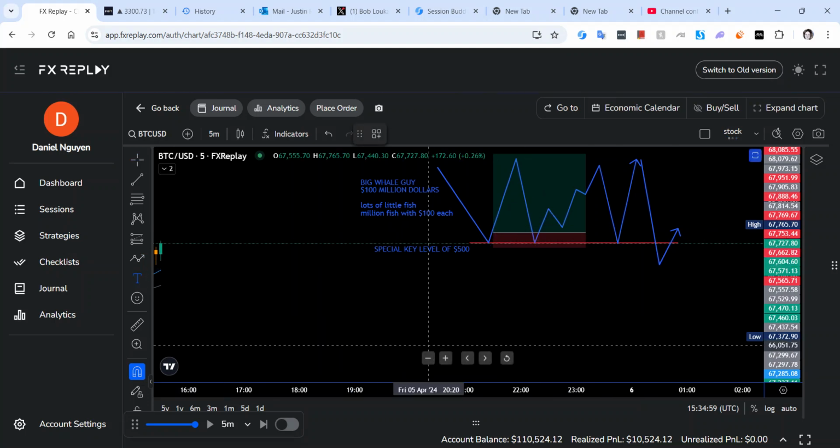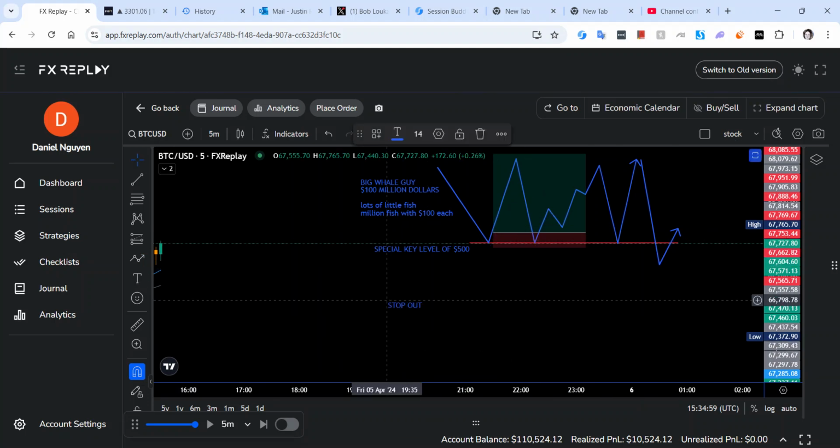So when you're forced to stop out, what happens? Stop out equals your emergency exit button.